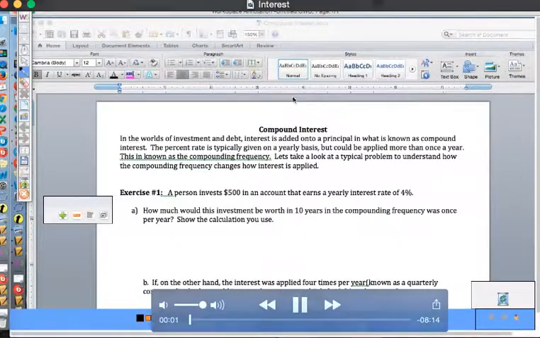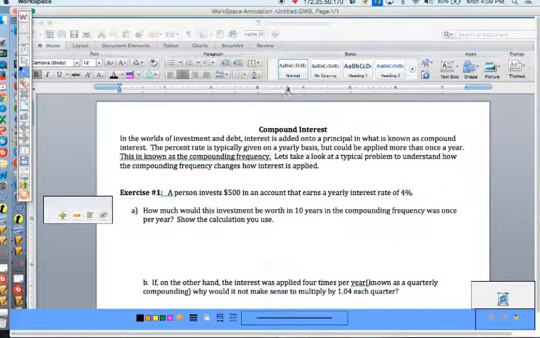Look at interest and how interest works. So you guys know when you deposit money into a bank, you sometimes get interest, or in credit card, you have to pay interest on the principal not paid. So we're going to take a look and see how that interest accrues.